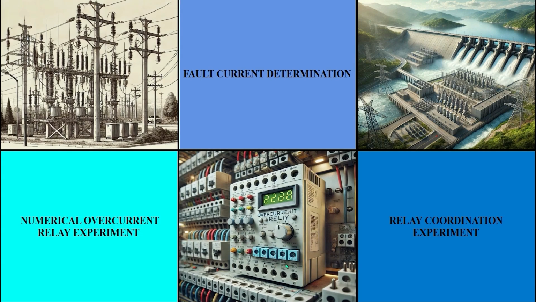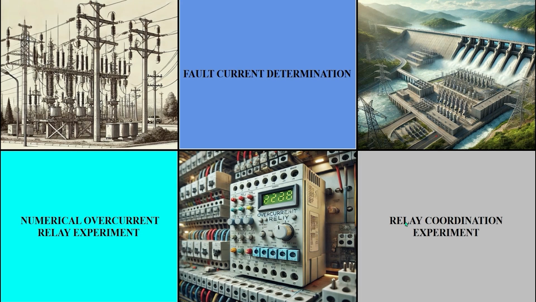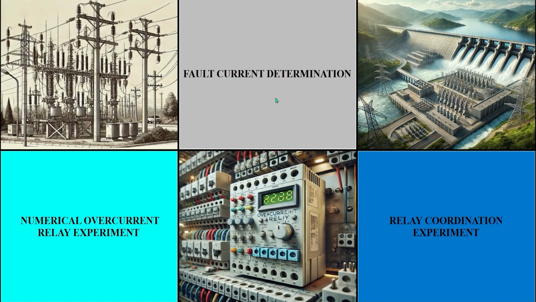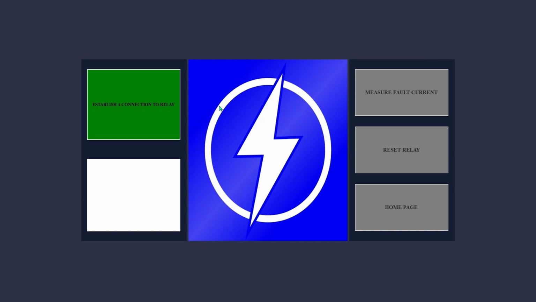Upon launching the software, 3 core modules are available to explore: fault current determination, numerical overcurrent relay experiment, and relay coordination experiment. Begin by clicking on the fault current determination module to find the fault current at location F3. A new interface appears. Click Establish a connection to relay, which is to communicate with the relay hardware.